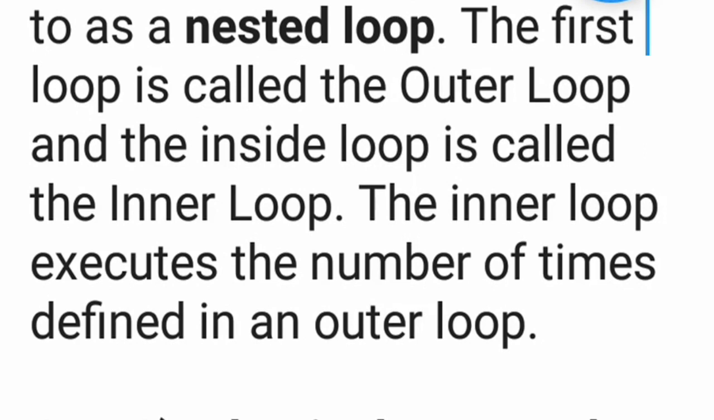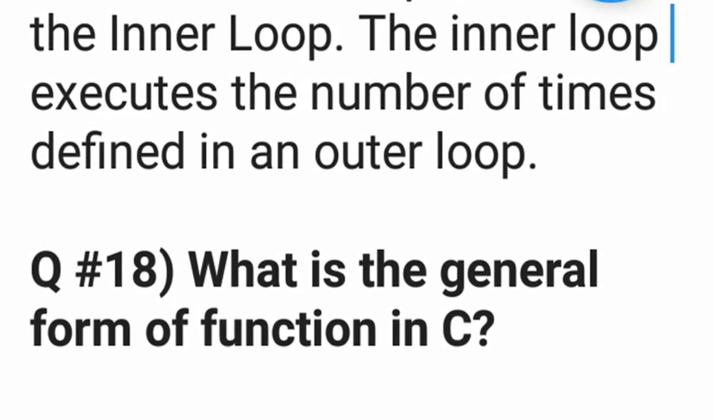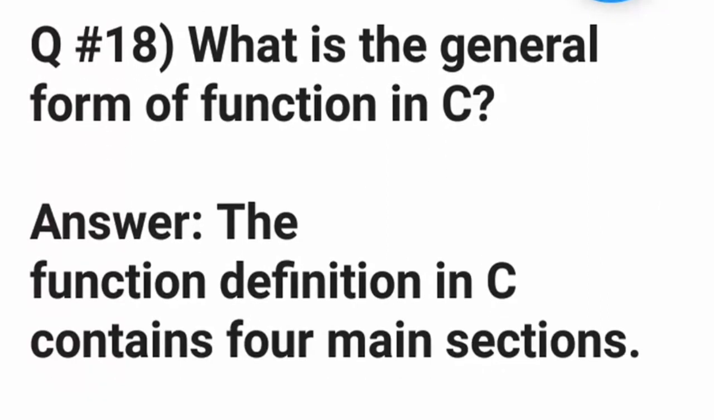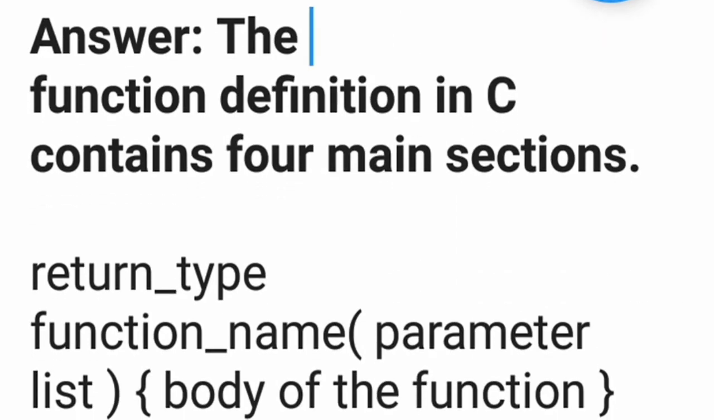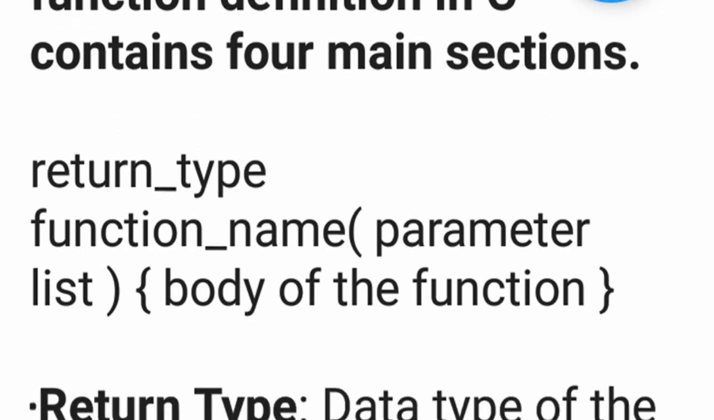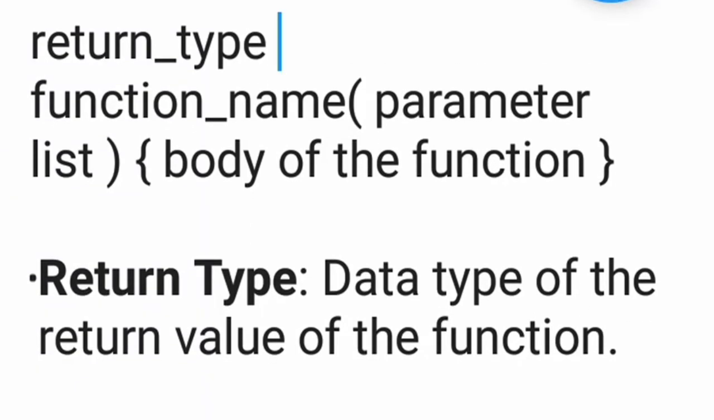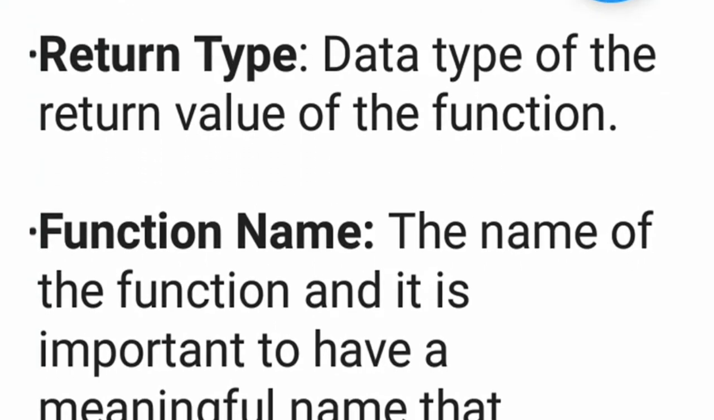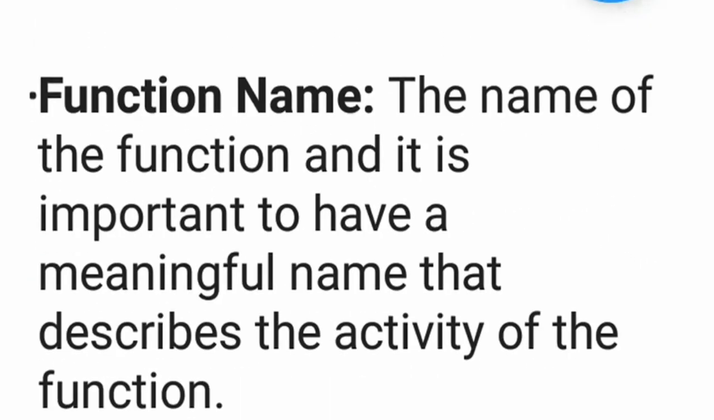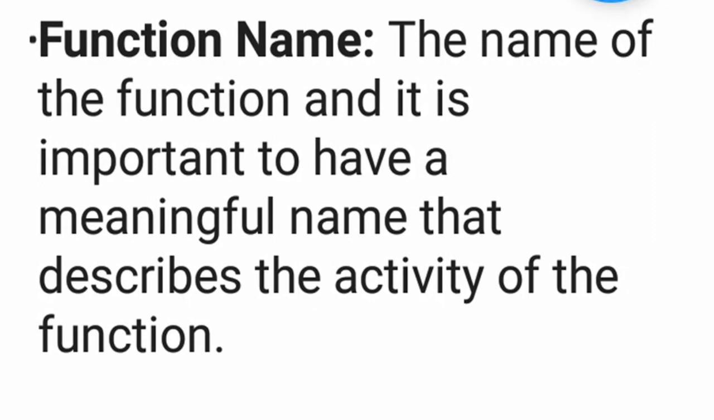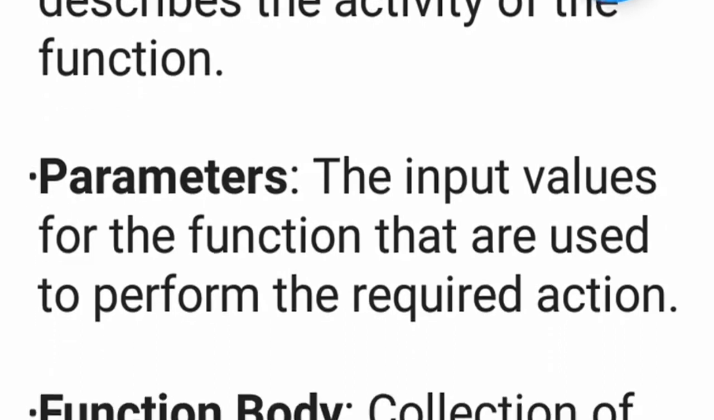Q number 18. What is the general form of function in C? Answer. The function definition in C contains 4 main sections. return_type, function_name, parameter list, body of the function. Return type, data type of the return value of the function. Function name, the name of the function, and it is important to have a meaningful name that describes the activity of the function. Parameters, the input values for the function that are used to perform the required action. Function body, collection of statements.